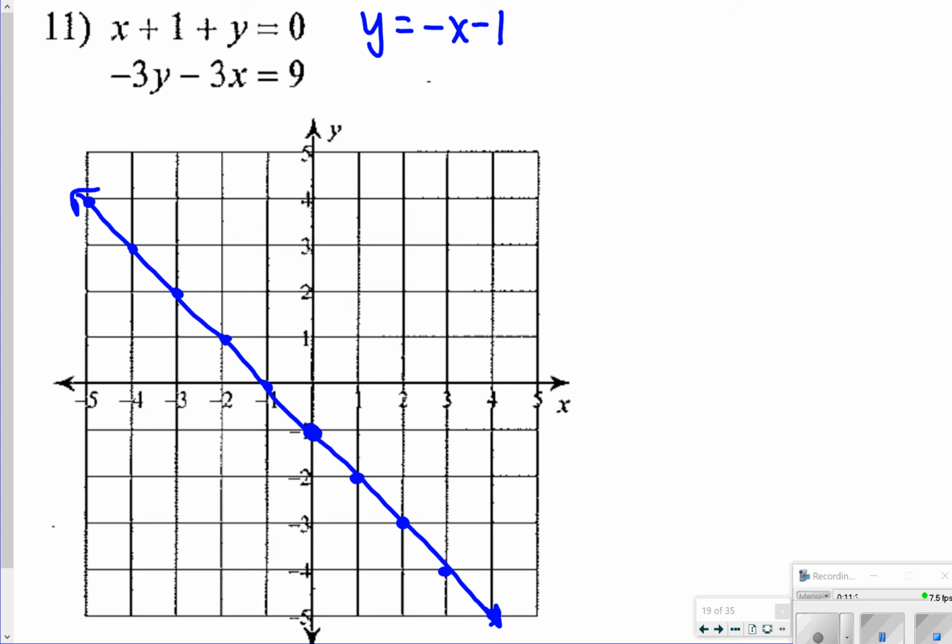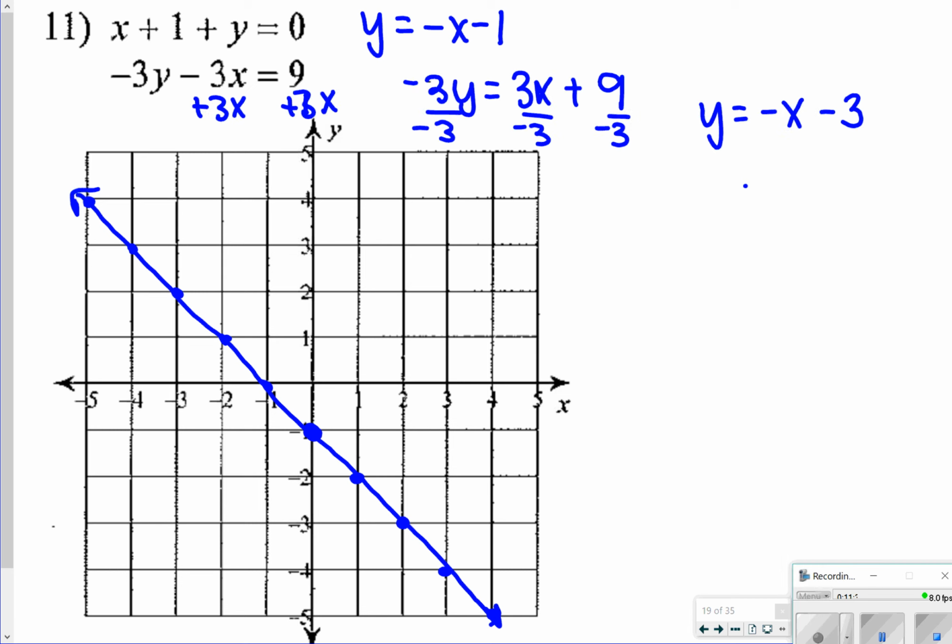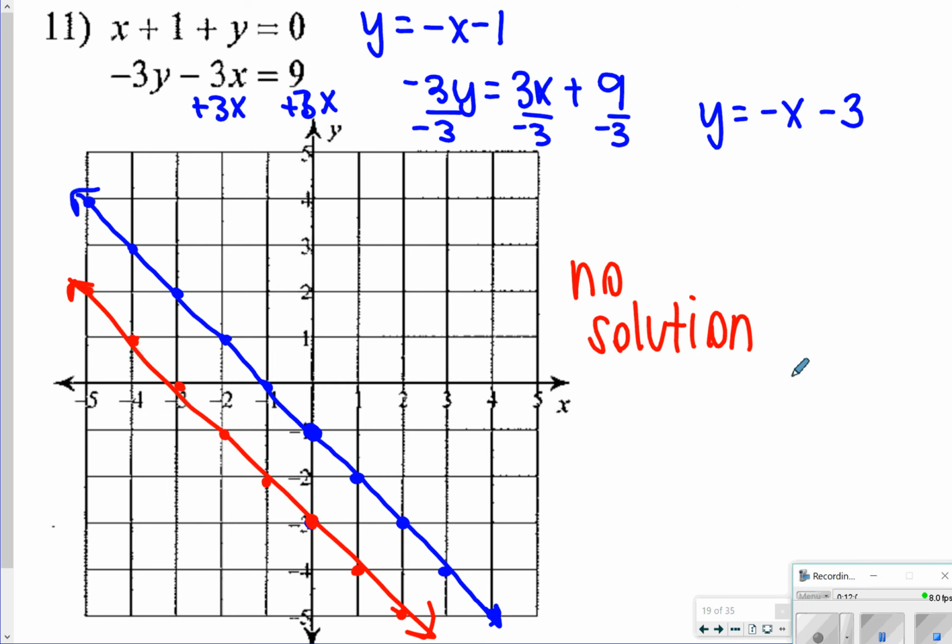The next one also needs to be written in slope-intercept form, so we're also going to do that too. For my next one, I get y is equal to -x minus 3. So I'm going to go ahead and graph that one as well. With the -3 being my y-intercept, and then I also have a rise run of down 1 over 1. And if you notice, these points are not going to intersect because they're parallel and they have the same slope. So for number 11, you're going to write no solution.